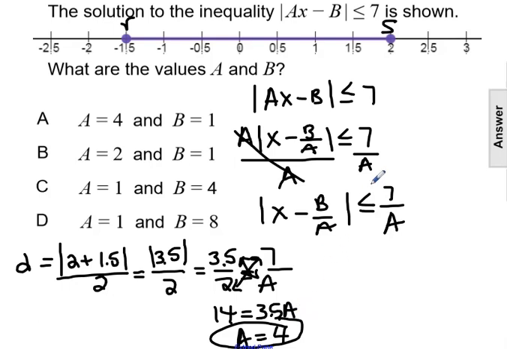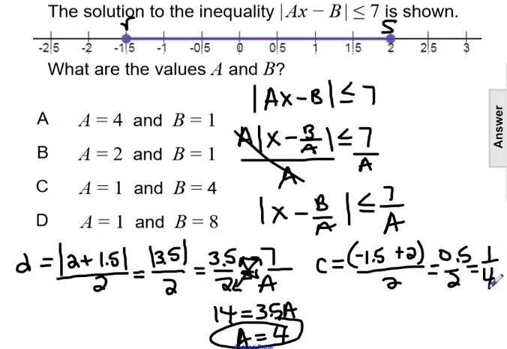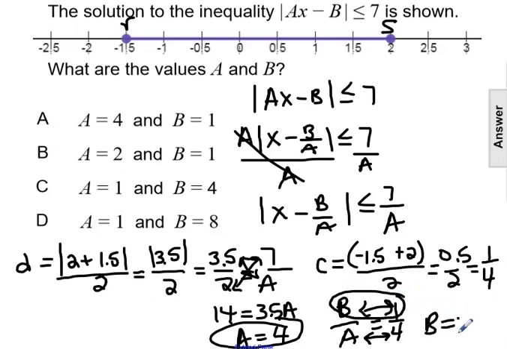Now b we can find from the center. So the center, c, is found by r plus s over 2. So negative 1.5 plus 2 over 2 is 0.5 over 2, which is 1/4. So we know that the center b over a is 1/4, which we already knew, that a equals 4. Therefore, b equals 1 comes from the numerator. So there's our other value.